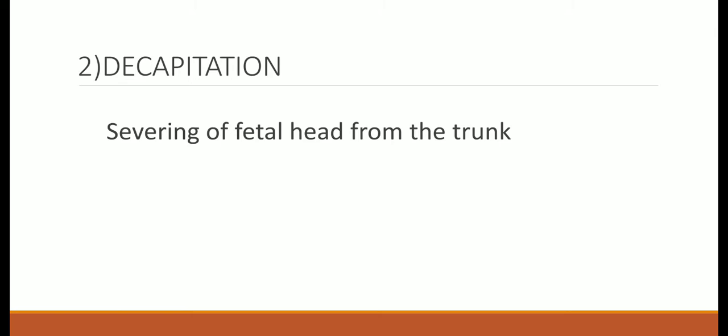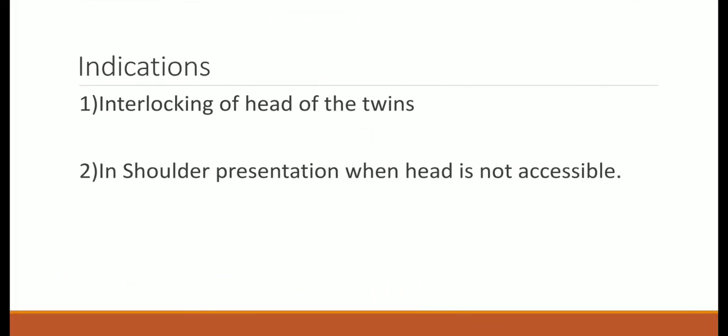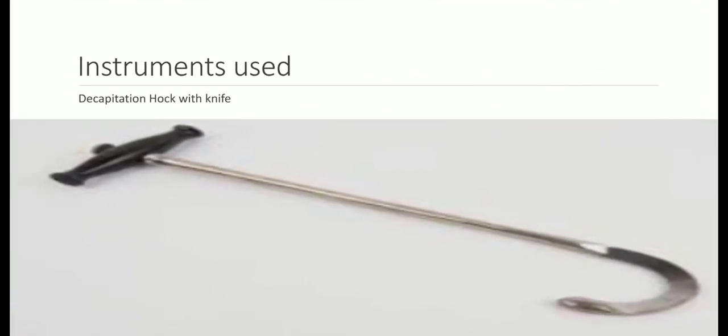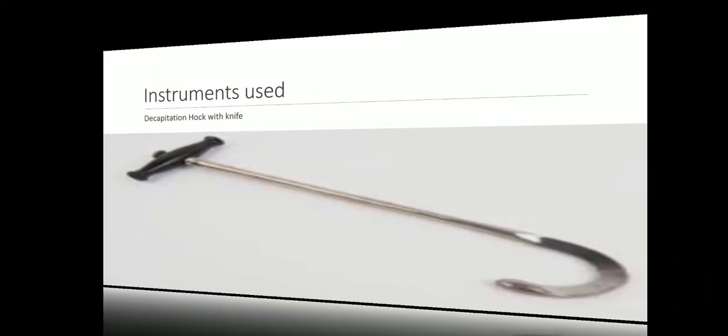The second procedure is decapitation. Decapitation is basically the severing of the fetal head from the trunk. We separate the head of the baby from the trunk, that is decapitation. What were the indications for decapitation? First of all, interlocking of the head of the fetus. Secondly, shoulder presentation when the head is not accessible. The instrument used is the decapitation hook with a knife.